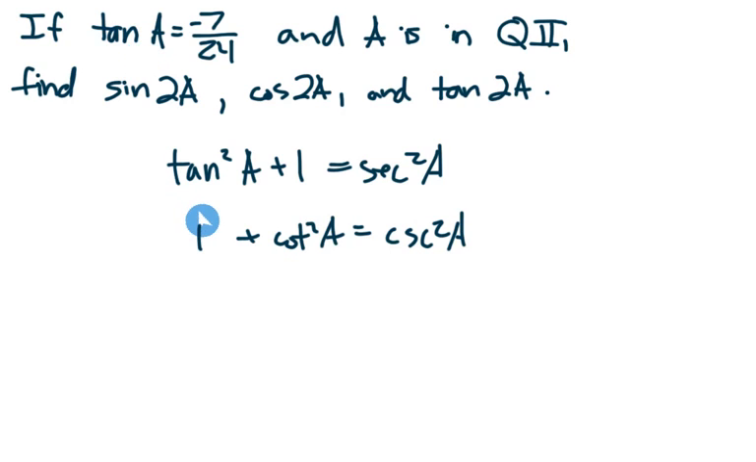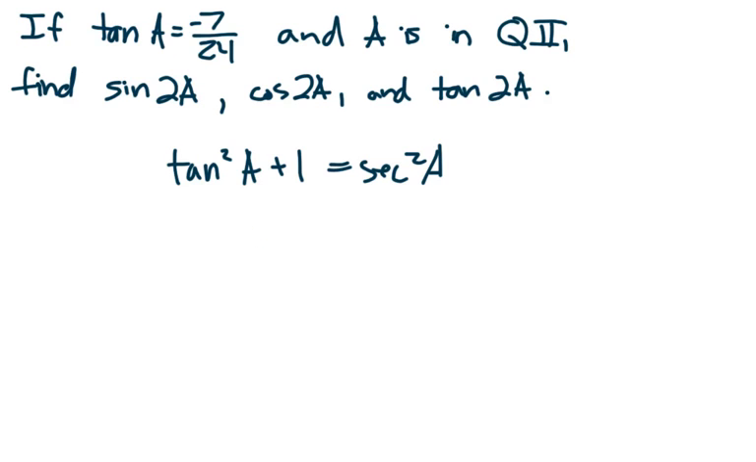I know tangent of A, so this could actually help me find secant of A. And you might think that I don't care about secant, except that I do need cosine. And secant is the reciprocal of cosine. So if I find secant, I can find cosine. This could actually be very helpful in this case. So let's do it. Let's see how this works.